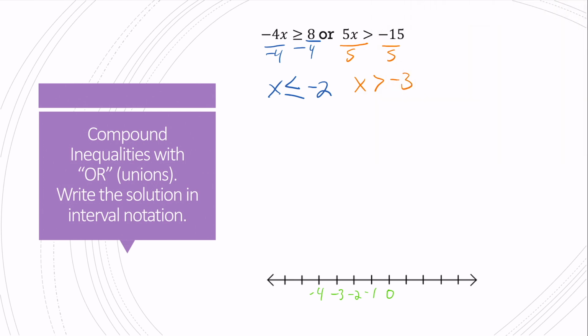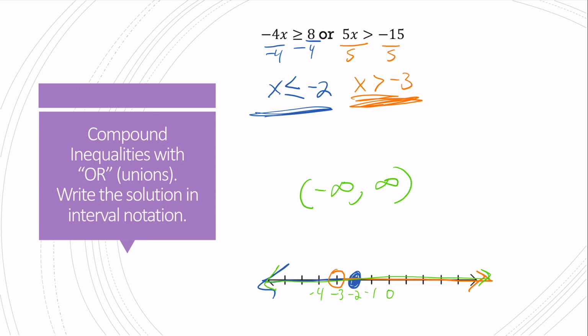Okay, x is less than or equal to negative 2. Negative 2 is included. Less than means I shade to the left. Greater than. X is greater than negative 3. Negative 3 is not included, but I shade to the right. My solution set is going to be everything that's orange, everything that's blue, and everything that's both orange and blue. Well, that is going to be everything. That's going to be all real numbers. I've covered everything on the number line. So I can write that as negative infinity to positive infinity.